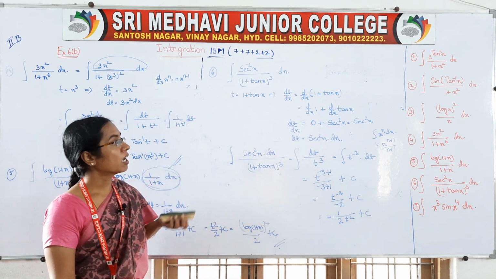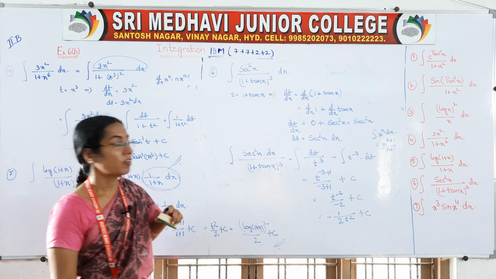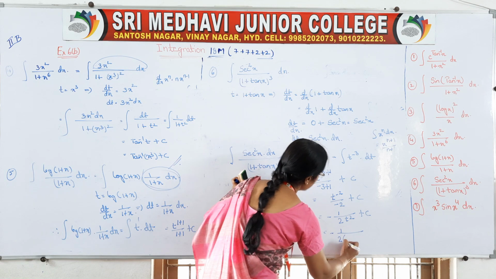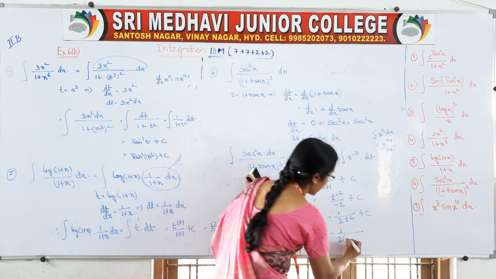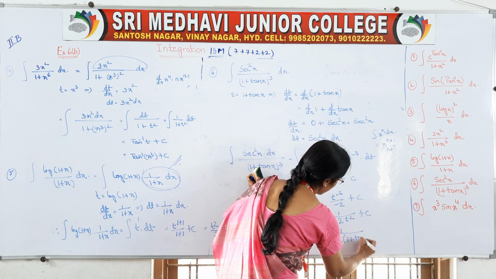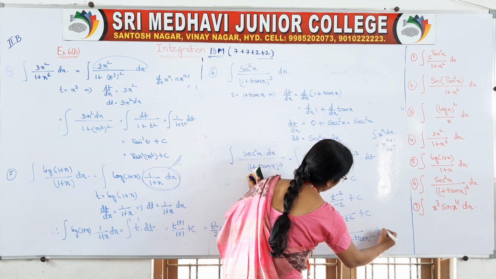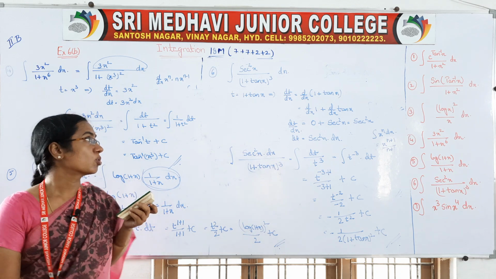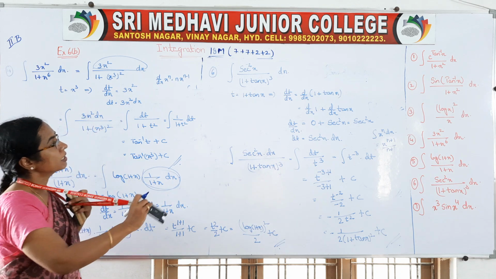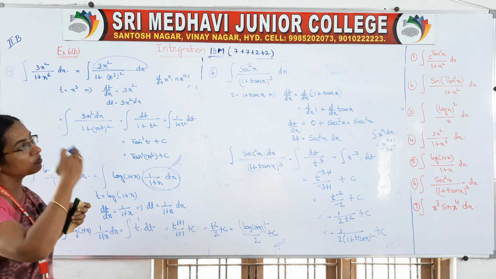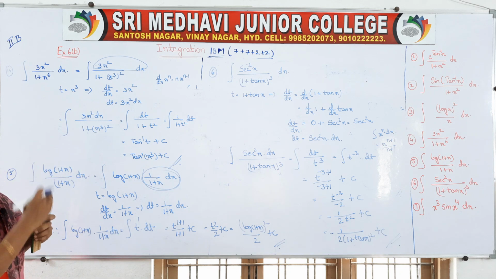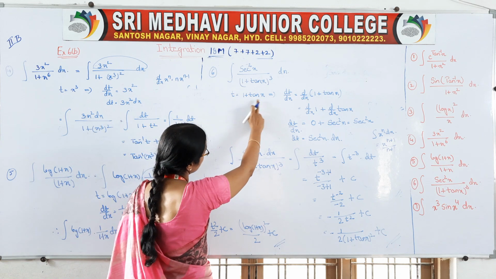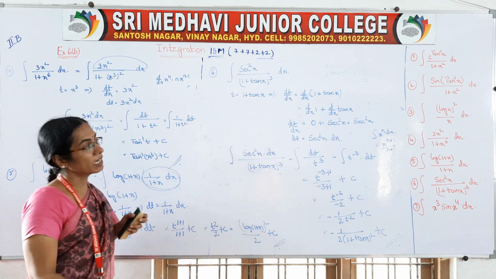So what is your t now? At the end we have to substitute our t value. It is equal to minus 1 by (1 plus tan x) whole square plus c. That is the answer. Okay. So how have we taken it? Generally in substitution, the term which has more power should be taken as t. That's why you take t is equal to 1 plus tan x.